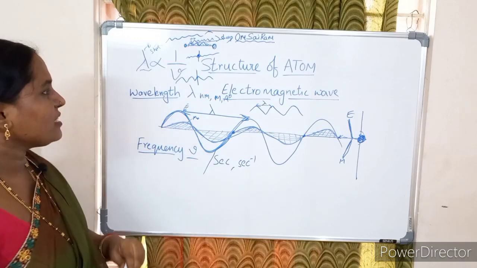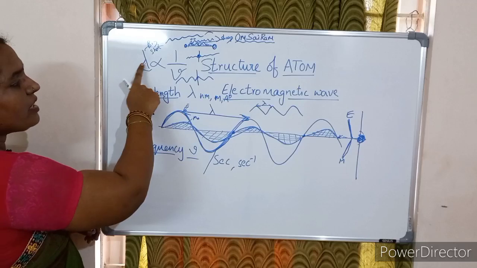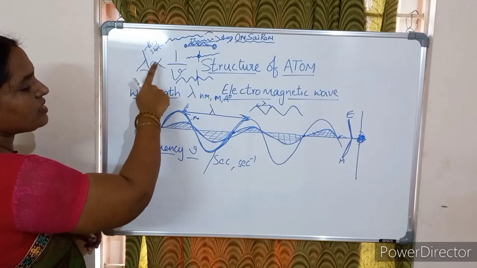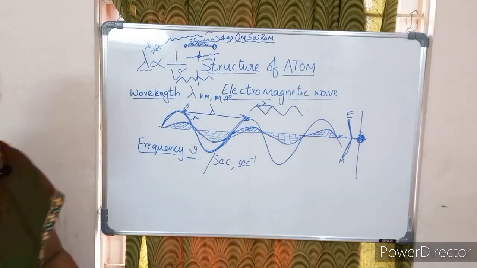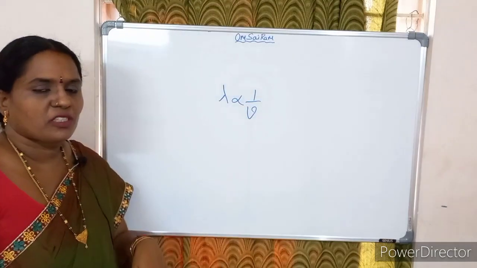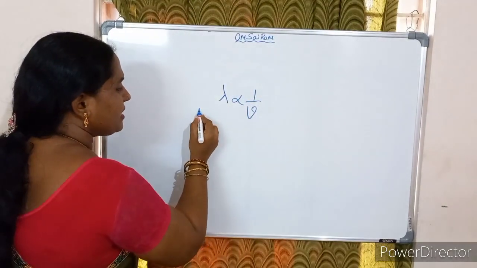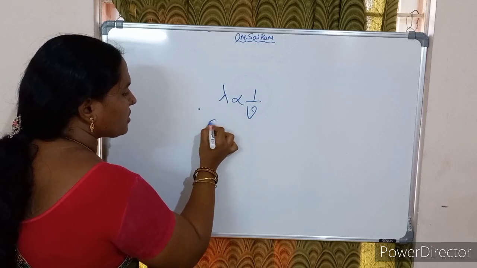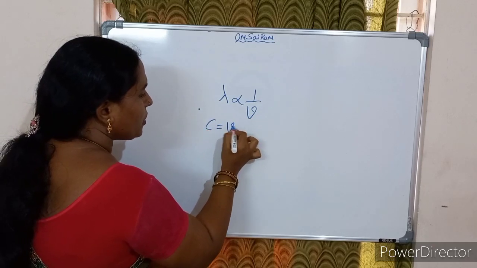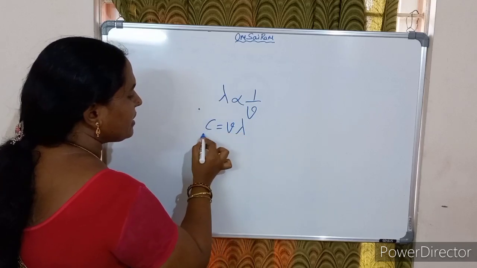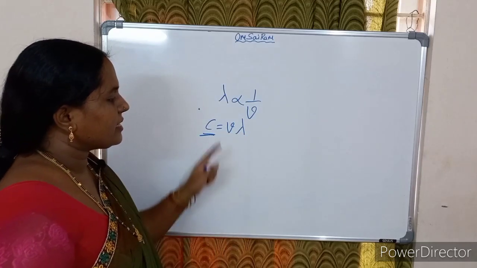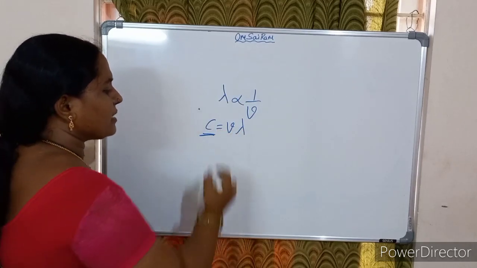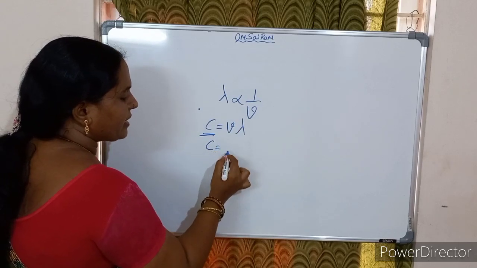Have you understood the relation between wavelength and frequency? Wavelength is inversely proportional to frequency. If we bring the frequency here, it leads to a constant. C is equal to nu lambda. Here C is the constant. C is equal to nu lambda. C is the velocity of light.